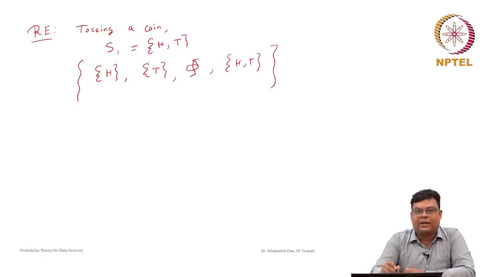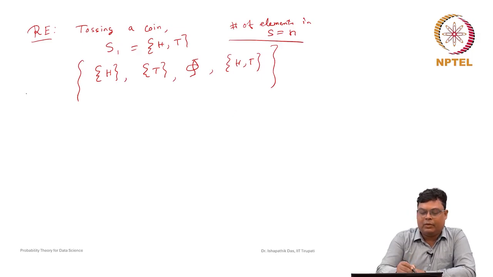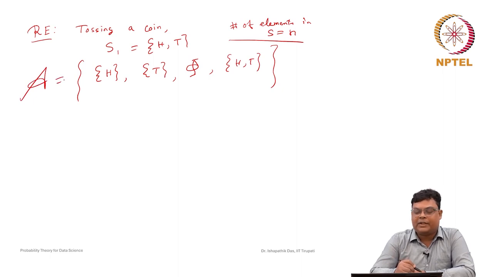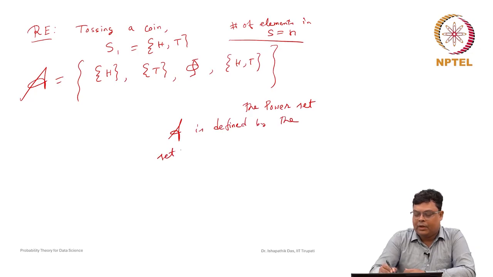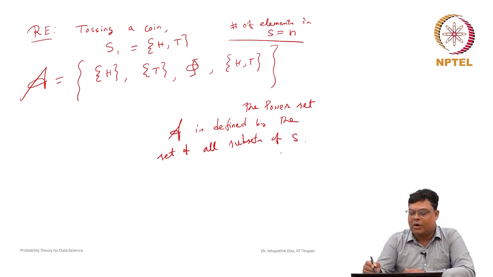Note that if it is a finite set, then we can count all subsets. If the number of elements in S is n, then we define the power set. We denote it by a script A. The power set A is defined as the set of all subsets of S.